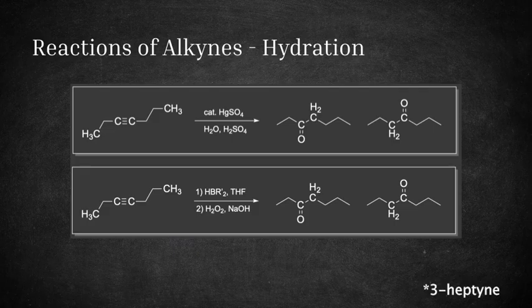Ultimately, when reacting a terminal alkyne, oxymercuration gives the ketone product, while hydroboration gives the aldehyde product. However, for internal alkynes, both reactions yield a ketone product, with the possibility of forming two distinct ketones if the starting alkyne is unsymmetrical.